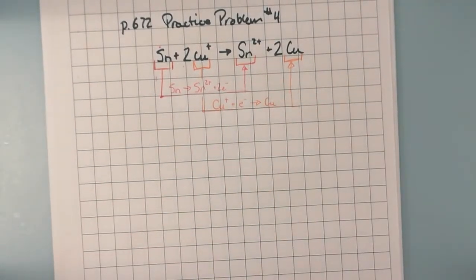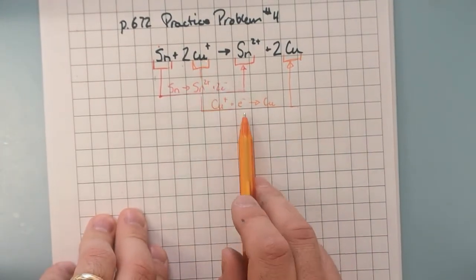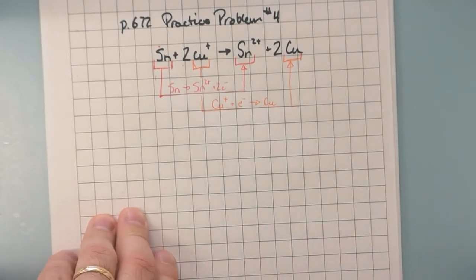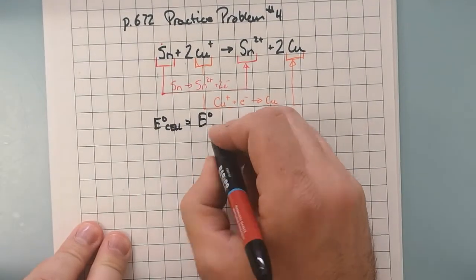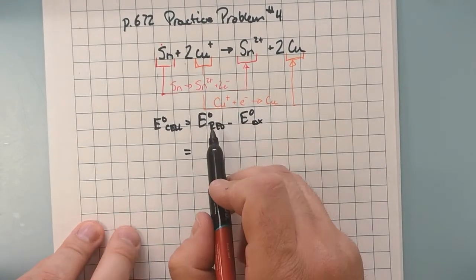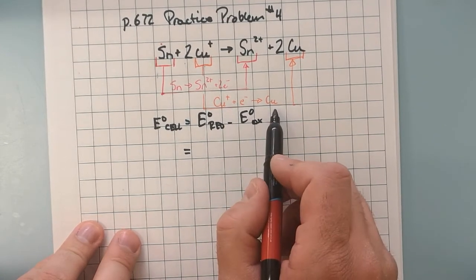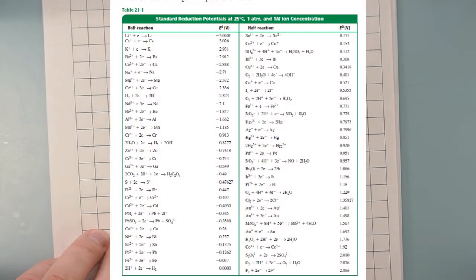In this case, the simplest way to describe this half reaction is a copper 1 plus ion accepts an electron to become copper metal. Let's describe this electrochemical cell. In this case, our reduction half reaction is the copper 1 ion being reduced into copper metal. Take a look on page 667. Can you find the reduction of copper 1 into copper atoms?